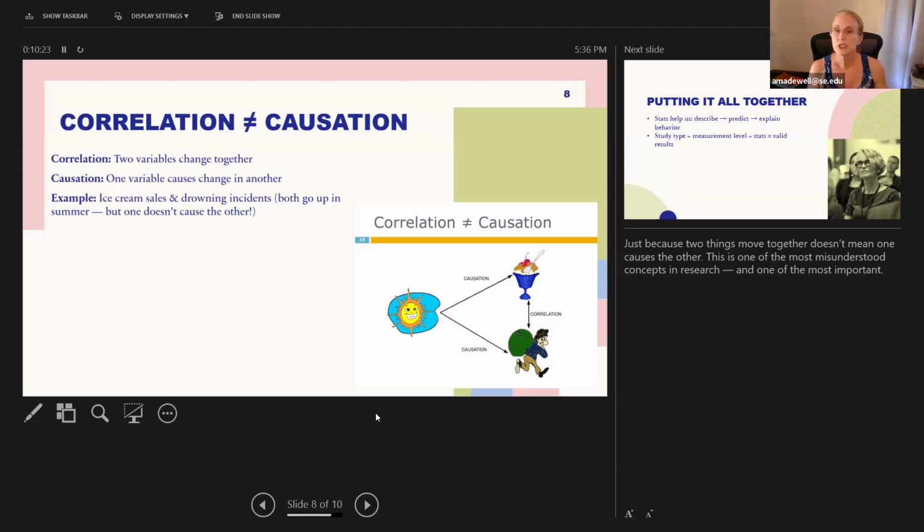A correlation is just looking at, as X increases, is Y increasing? X increases, Y increases. It's not saying causal. We're just looking at the relationship between two variables. We're going to have a whole chapter on this later on.